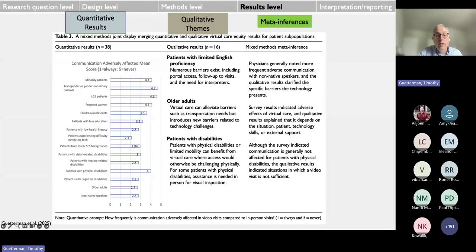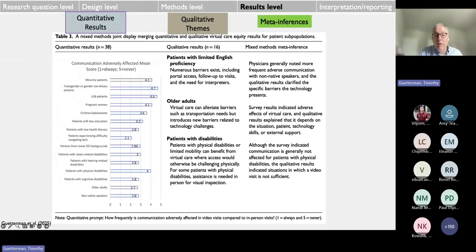So I won't read through this, but just to give an example here. If we look down, I found this kind of interesting. At the bottom in our quantitative results, patients with physical disabilities: most physicians rated, I would say, rather highly that they would be adversely affected by video visits. Then qualitatively, this was one of the findings: patients with physical disabilities or limited mobility could actually benefit where access to care would be a challenge. But for some, they need physical assistance in order to even complete the visit.